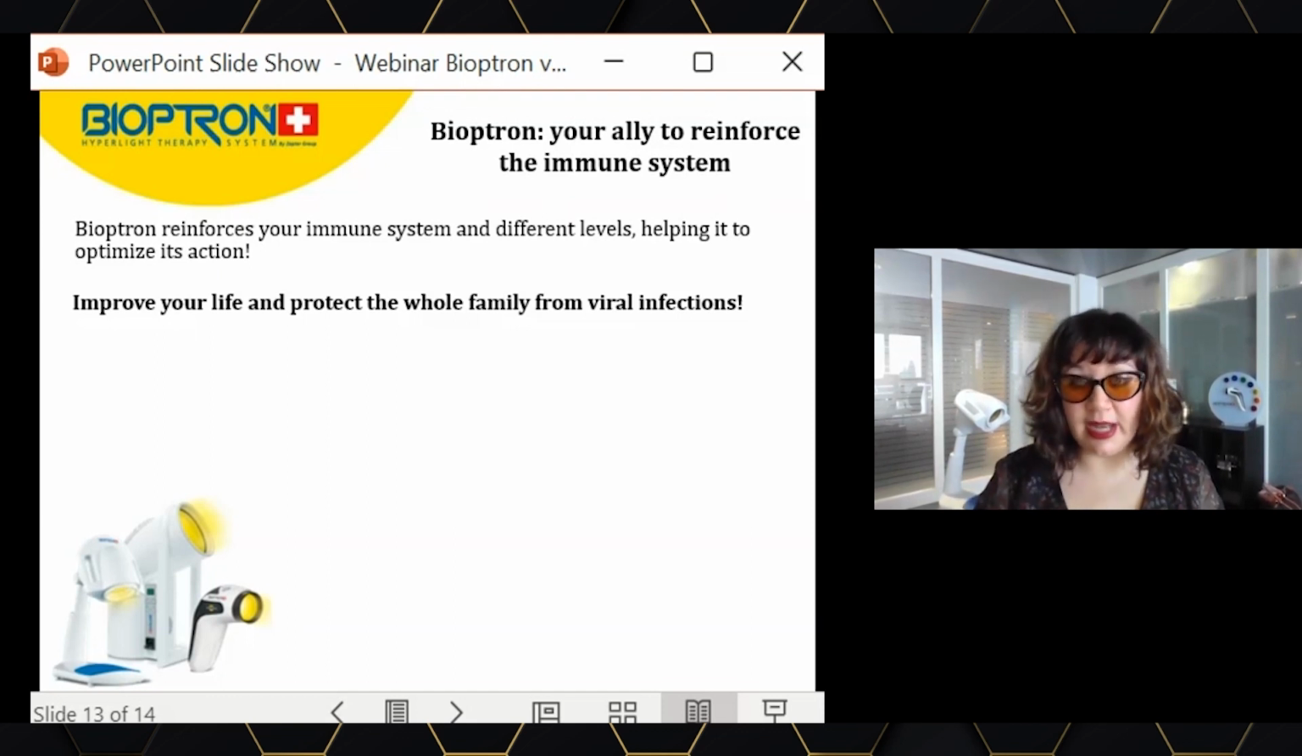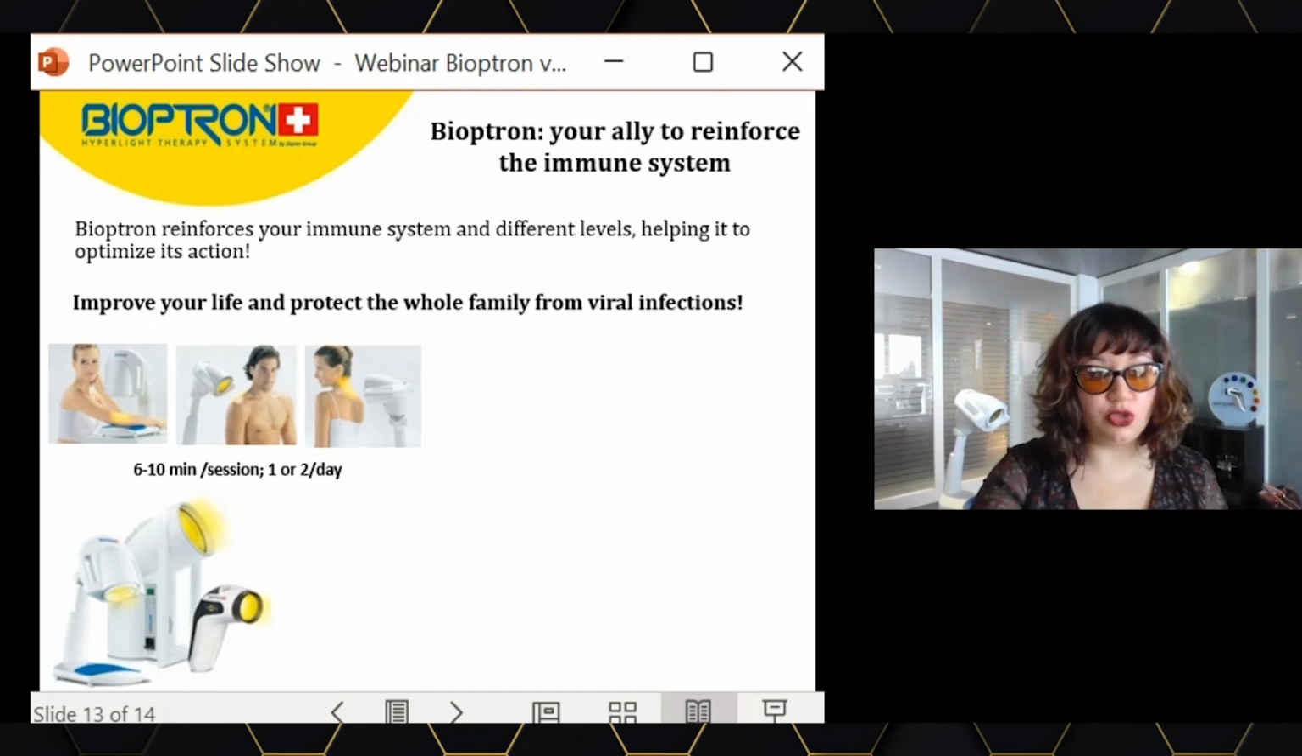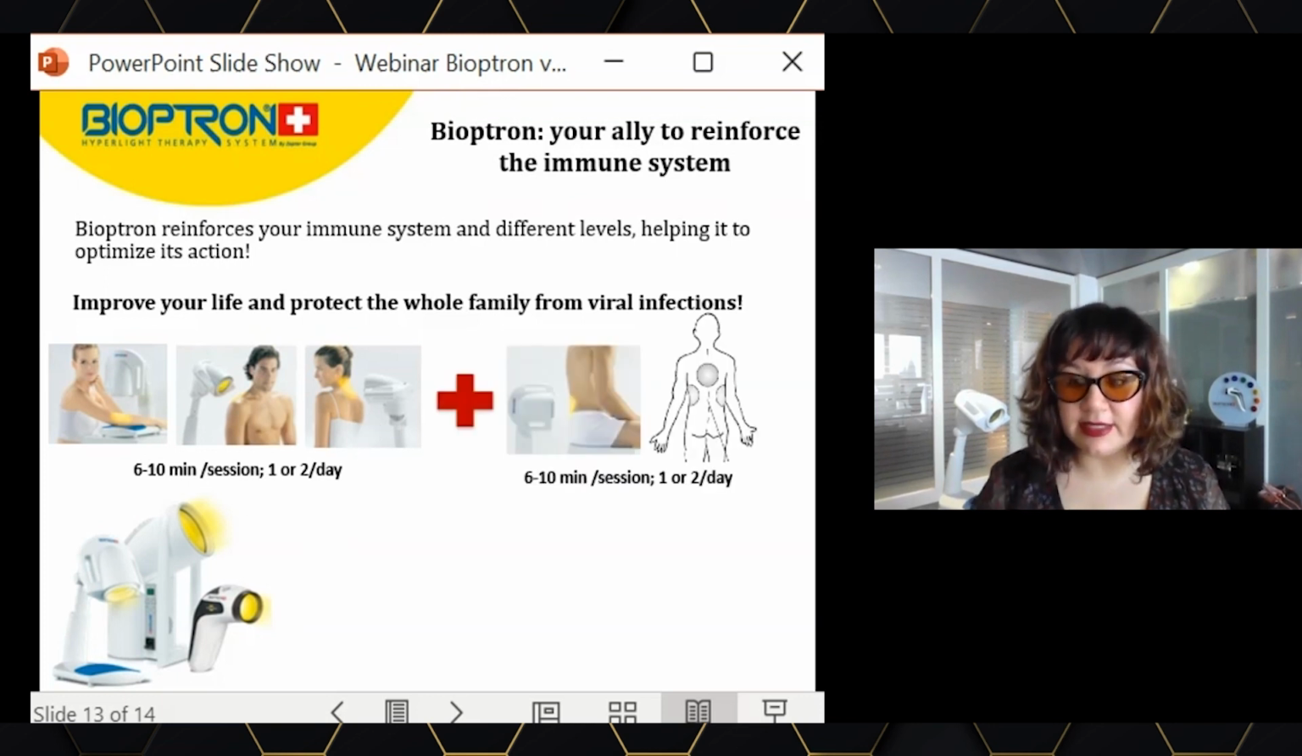This is very important in general, specifically in winter with winter viruses, but even more with the actual situation with coronavirus. So you can improve your life and protect your whole family from viral infections, because I remind you that Bioptron is medically certified to be used in newborns and children. How to use it? If you have a virus in a specific part of your body, you can treat between 6 and 10 minutes once or twice a day in the region that is affected. And of course, you can add another 6 or 10 minutes per session to reinforce the immune system in the low back or at the sternum level, as you can see here.